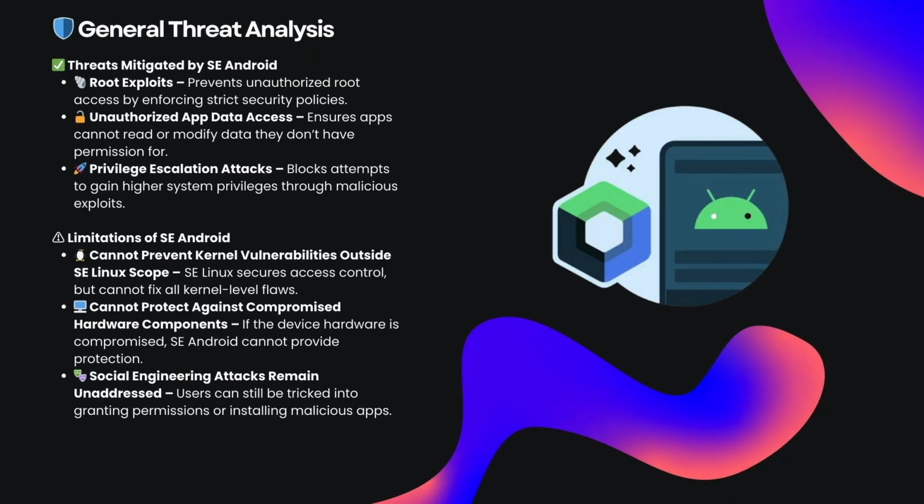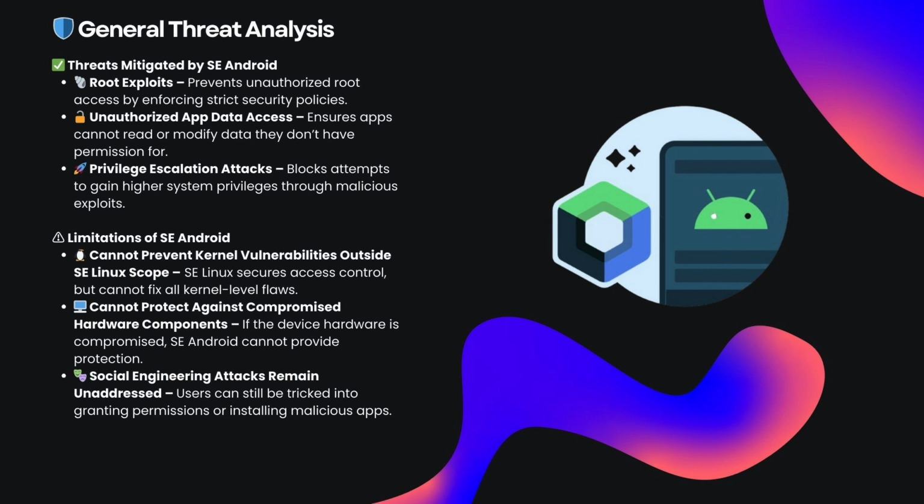Thank you, Utsav. Now let's look at general threats in Android security and how SE Android mitigates them. SE Android aims to address various critical threats. SE Android prevents unauthorized root access by enforcing strict security policies. This ensures that malicious apps or attackers cannot gain root access to the system and tamper with important resources.